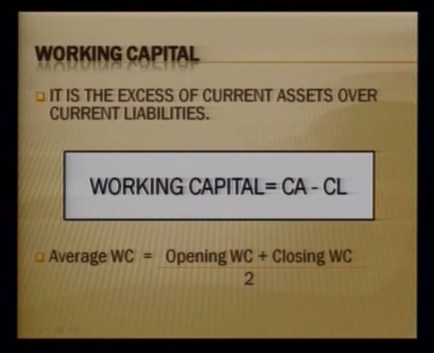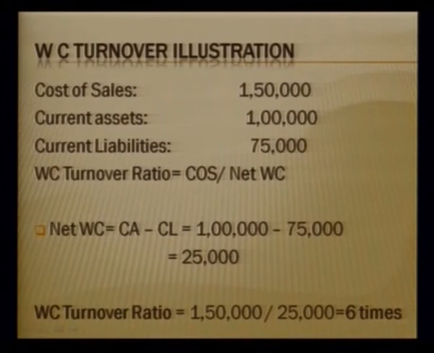An average working capital would be the opening working capital. So you compute working capital both for the opening as well as the closing and divide it by 2, and that gives us the average working capital. Now let me take an illustration for the same. Let us suppose that the cost of sales given to us is 1,50,000, current assets are 1 lakh, current liabilities are 75,000. So first of all, we need to define the working capital. Working capital would be current assets minus current liabilities. So 1 lakh minus 75,000, that is 25,000.